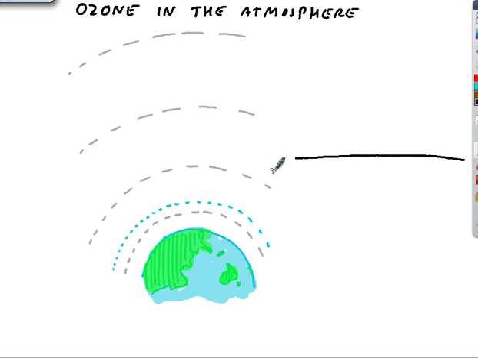This little talk is all about ozone in the atmosphere and the structure of the atmosphere. The atmosphere is a layer of gases surrounding the Earth, and it's divided up into a number of different layers. The first of these layers, the layer that's closest to the surface of the Earth, the layer that we all exist in and most weather occurs in, is a layer called the troposphere.